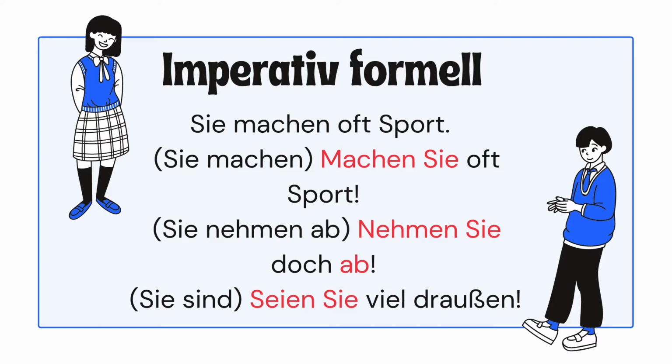In the next sentence, nehmen Sie doch ab, which means take it off. So it means take off your clothes. Sie nehmen ab basically means you take it off. So if you want to say take it off, you just say nehmen Sie doch ab. On the third sentence, Sie sind, you are. So seien Sie viel draußen, which means be outside a lot. So that is all in the imperative form.